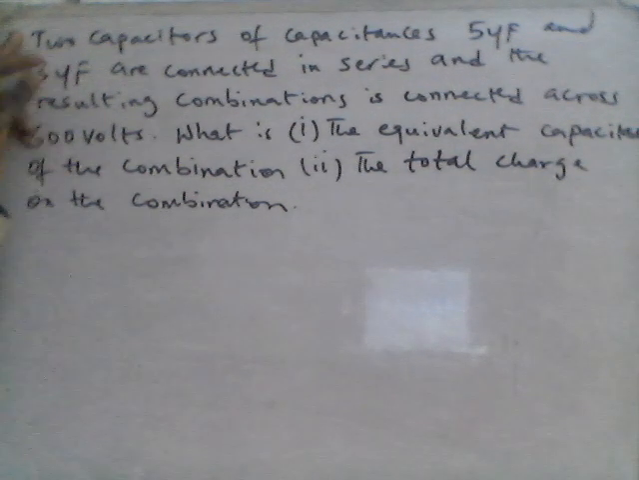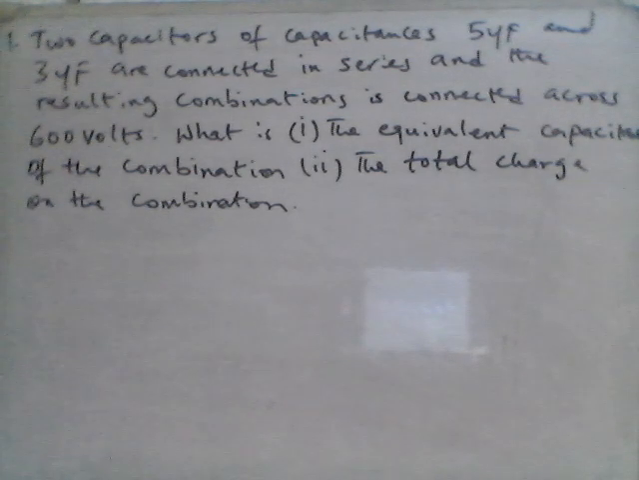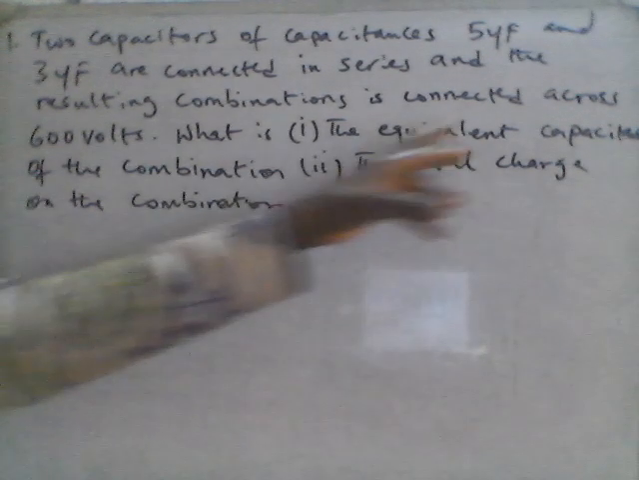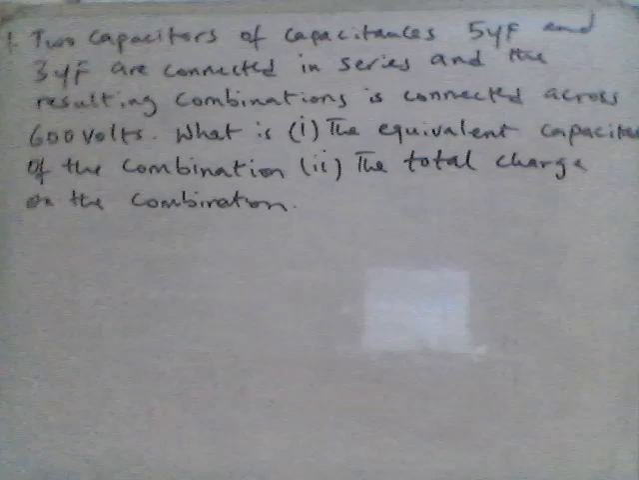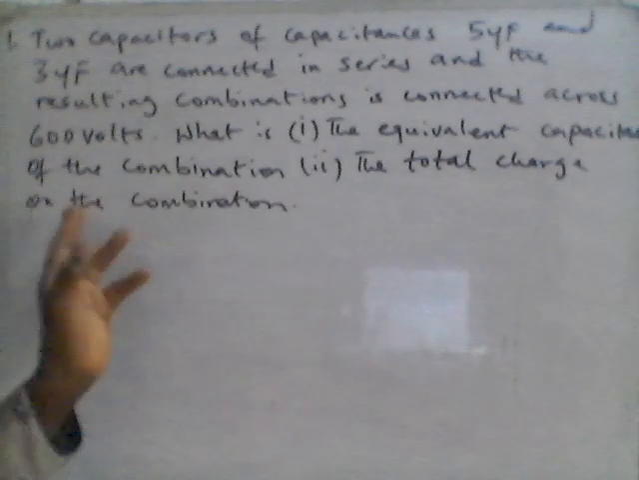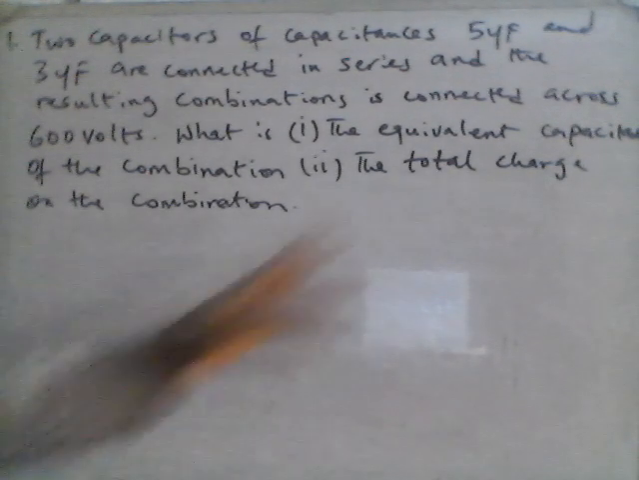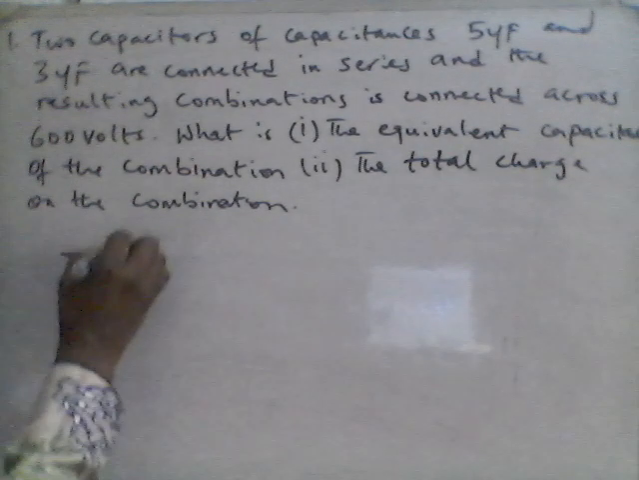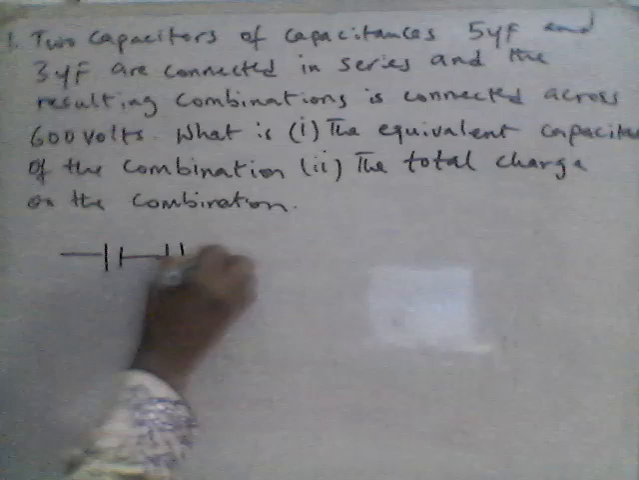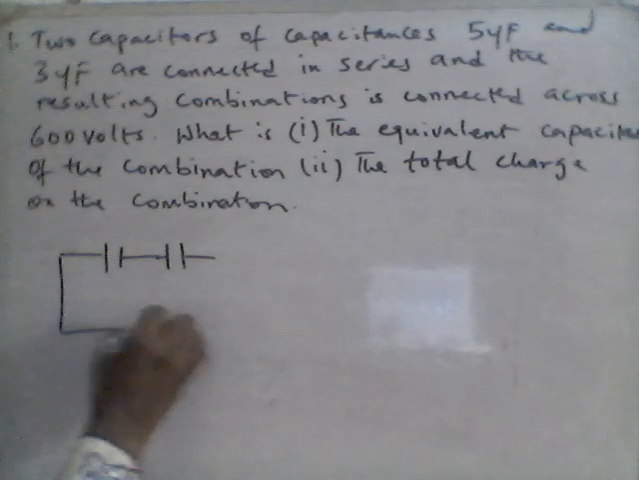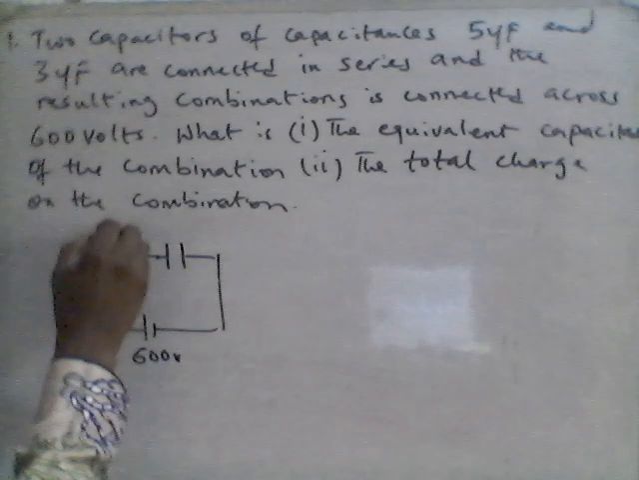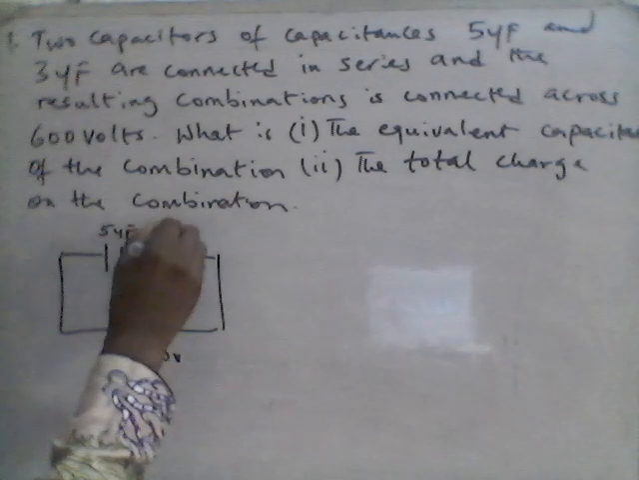It says two capacitors of capacitance 5 microfarad and 3 microfarad are connected in series, and the resultant combination is connected across 600 volts. What is the equivalent capacitance of the combination and the total charge on the combination? By diagram, I have two capacitors like this in series, and they are connected across 600 volts. This one is 5 microfarad, and this one is 3 microfarad.